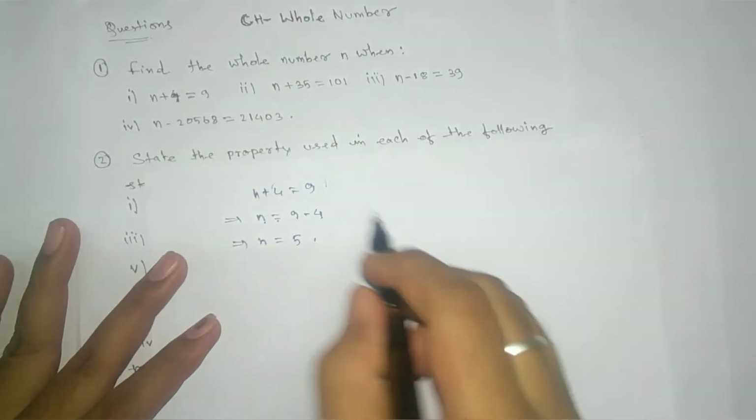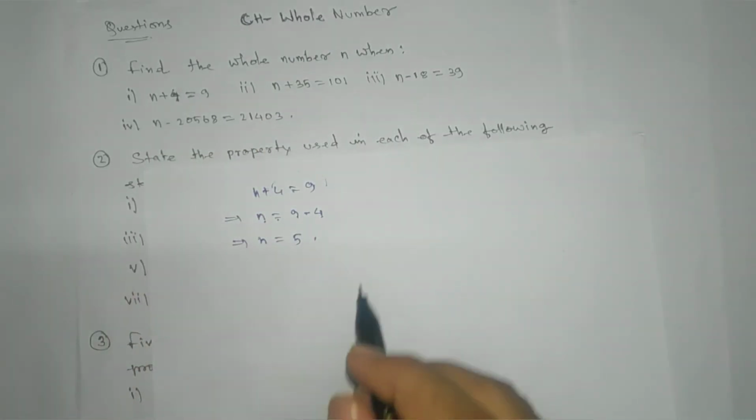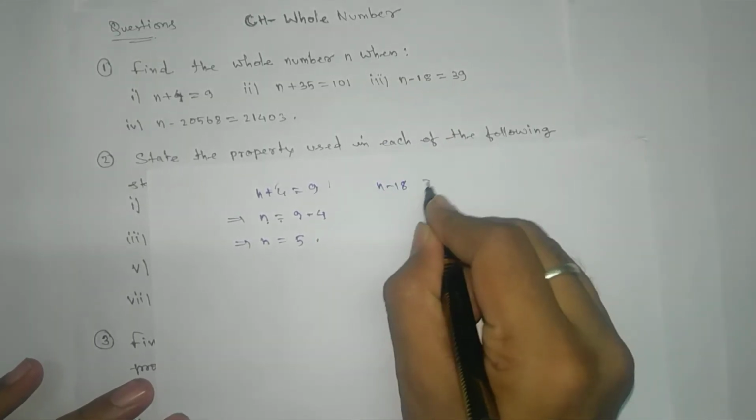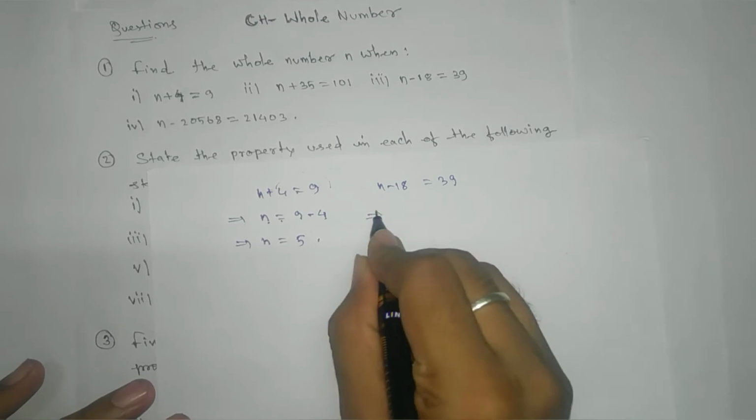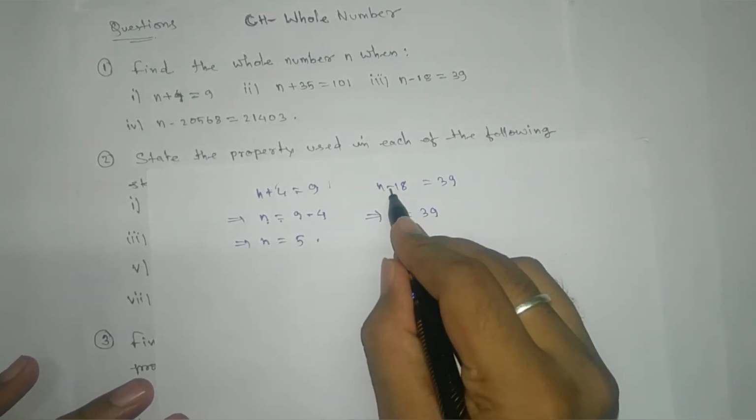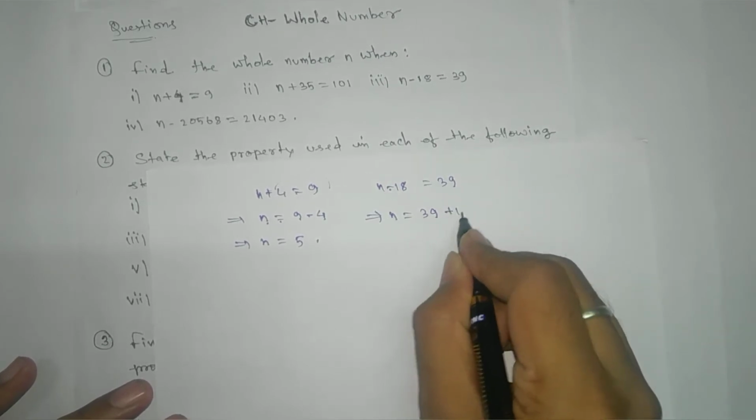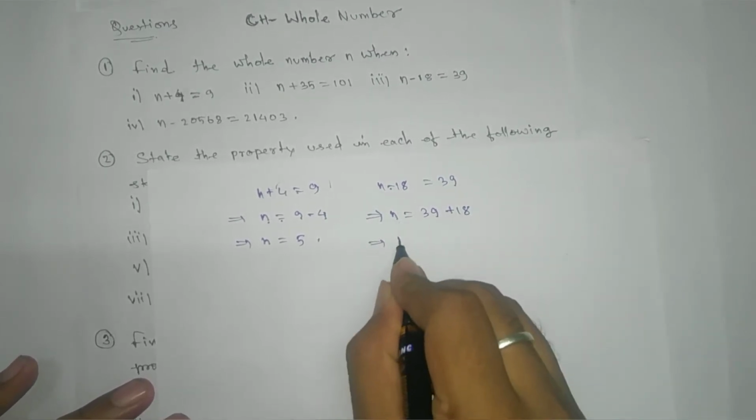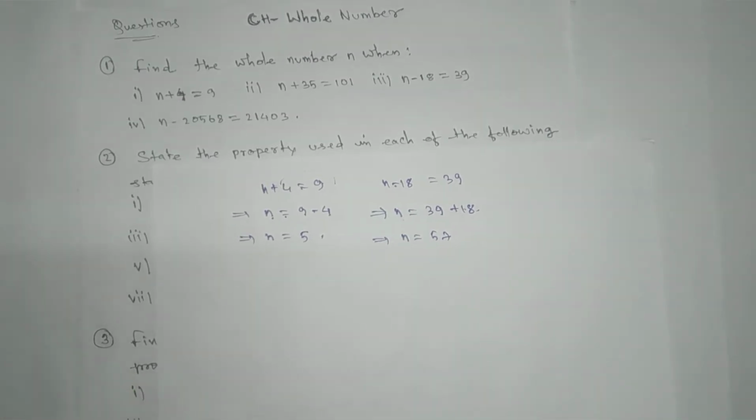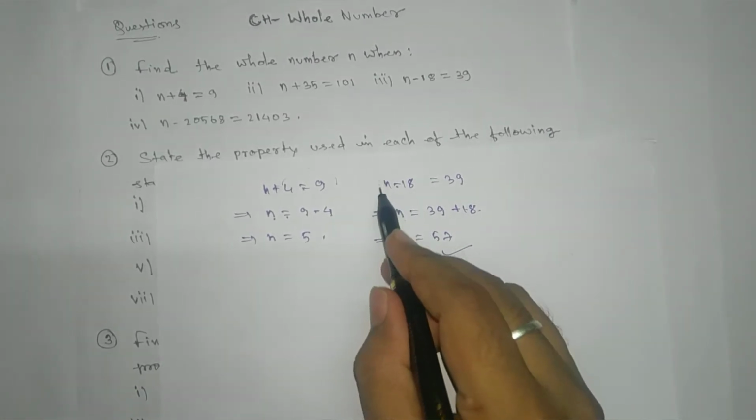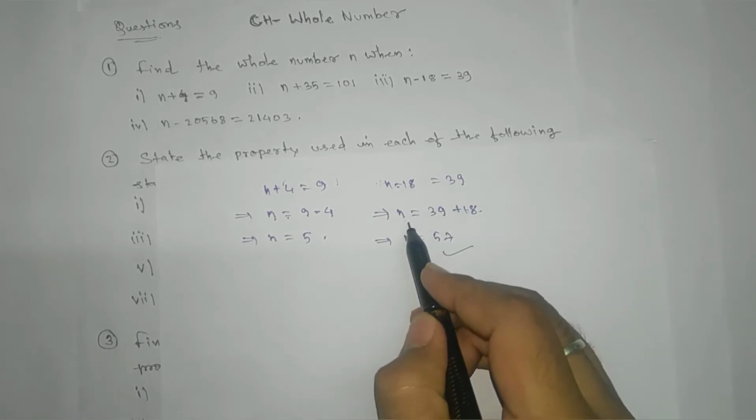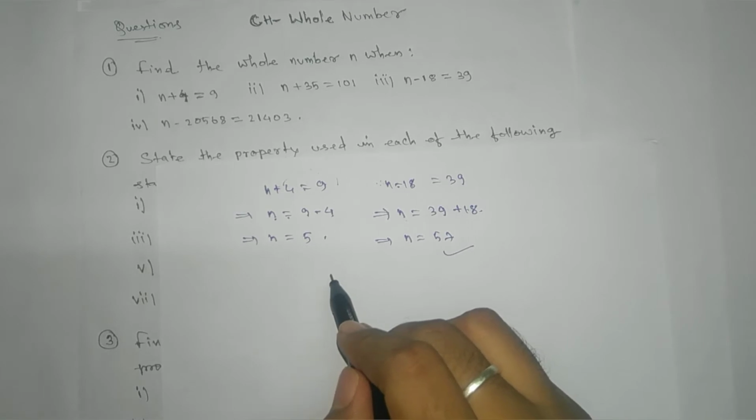So if we go for this one, that is n minus 18 equals 39. Here 39 will remain the same. Minus 18 will go to this side, and it will give you plus 18. Now if we add it, 39 plus 18 is 57. This is your answer. If we take 57 and subtract 18, you will get 39. So this way you need to solve it.